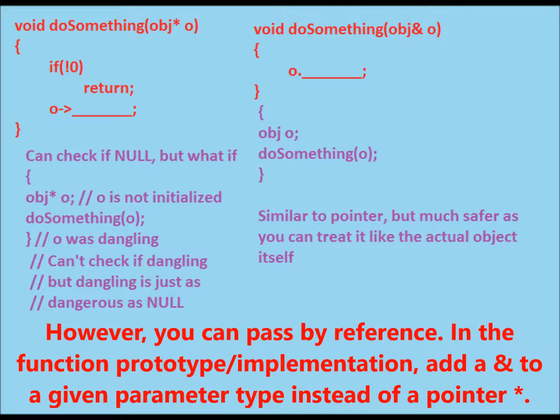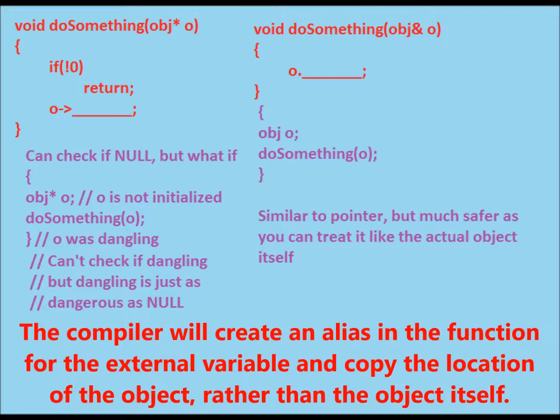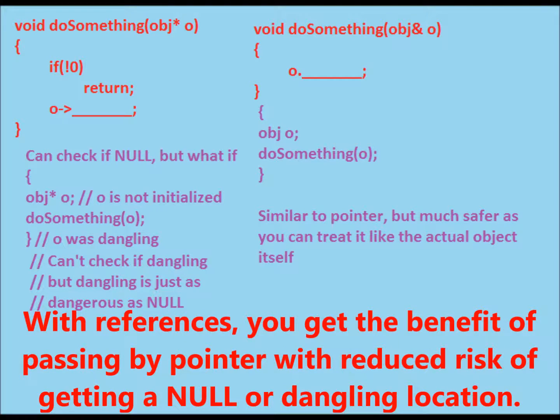However, you can pass by reference. In the function prototype and implementation, add an ampersand to a given parameter type instead of a pointer star. When you call the function or method and in the implementation, you can treat it as if you have the whole object. The compiler will create an alias in the function for the external variable and copy the location of the object rather than the object itself. With references, you get the benefit of passing by pointer with reduced risk of getting a null or dangling location.